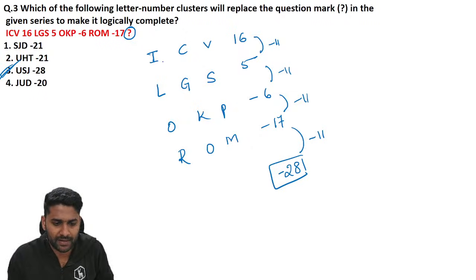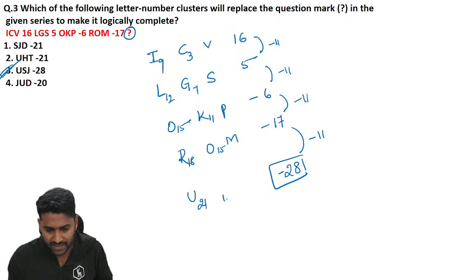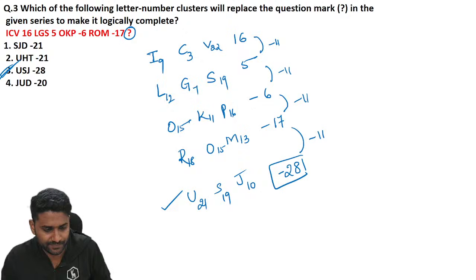If you go with alphabeticals, 9th letter, 12th letter, 15th letter, 18th letter, we need the 21st letter. 21st letter is U. Now third letter, 7th letter, 11th letter, 15th letter. Again, the 19th letter we require. 19th letter is S. V22, S19, P16, M13. Subtract 3 units again. We require the 10th letter. So USJ is the correct answer.